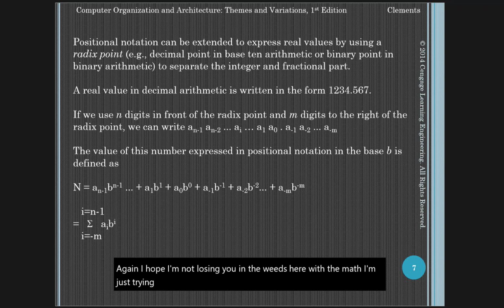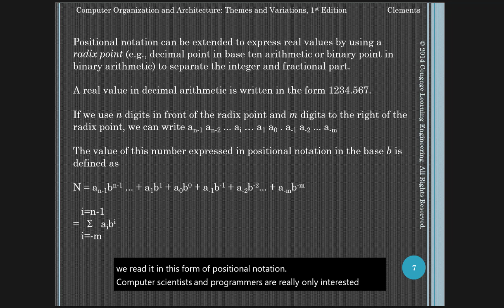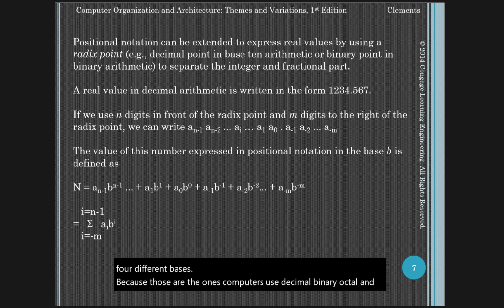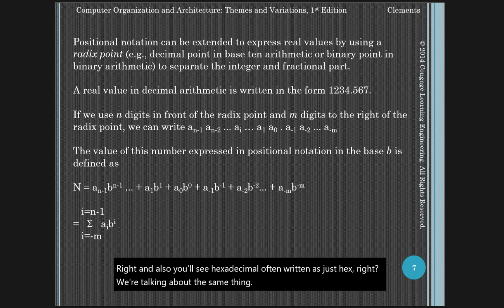I'm just trying to explain, before we get into the binary part of this, how we read it in this form of positional notation. Computer scientists and programmers are really only interested in 4 different bases because those are the ones computers use: decimal, binary, octal, and hexadecimal, right? And you'll see hexadecimal often written as just hex, right? We're talking about the same thing. The octal base isn't used so much today because we've moved into computers that can process more data, so we don't really see the octal used that much, but the hexadecimal base has 16 digits.